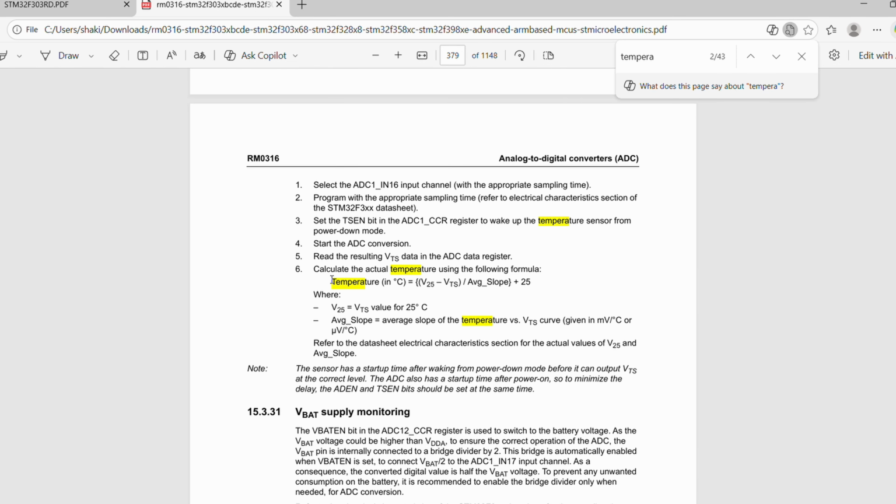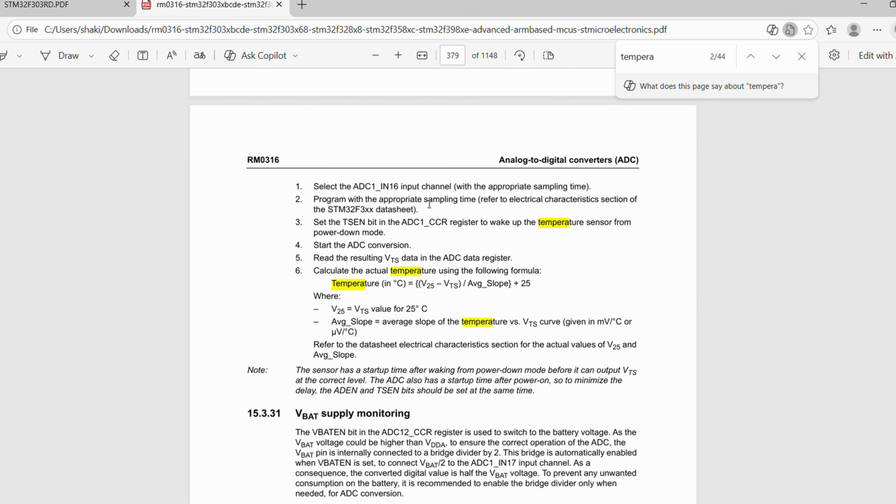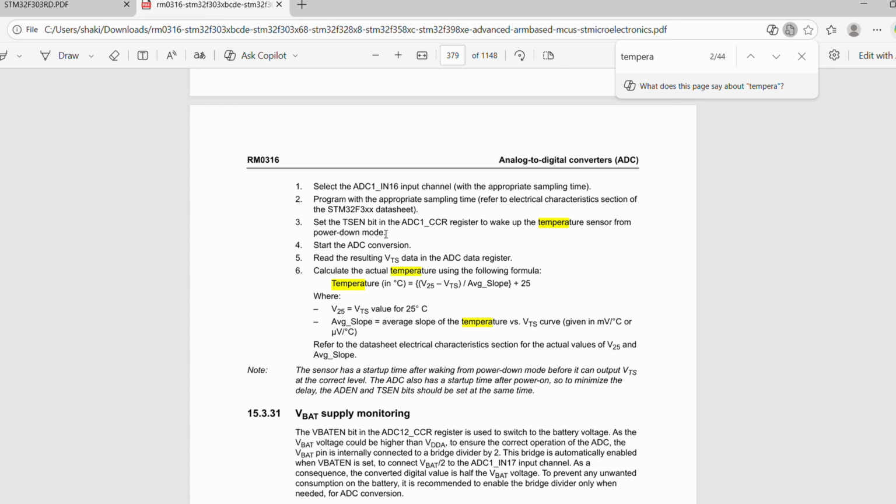First of all, you have to launch STM32CubeMX, then configure ADC1 in channel 16, which is for the inbuilt temperature sensor on the STM32F303RE. We have a register to wake up the temperature sensor from power down mode, also deep sleep and power wake up for the sensor, and then start the ADC conversion.